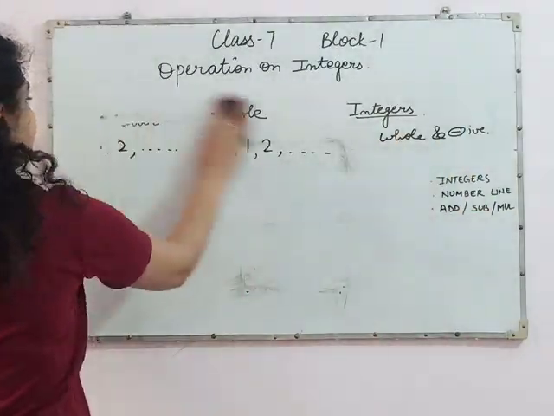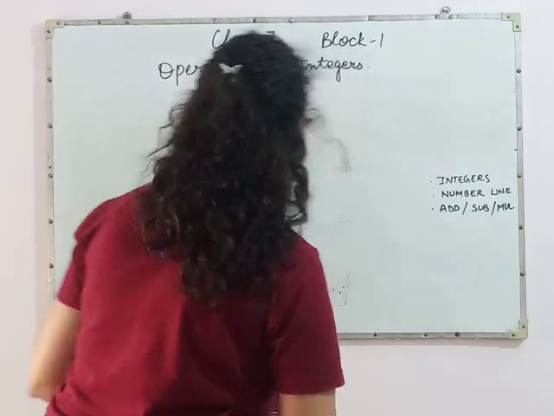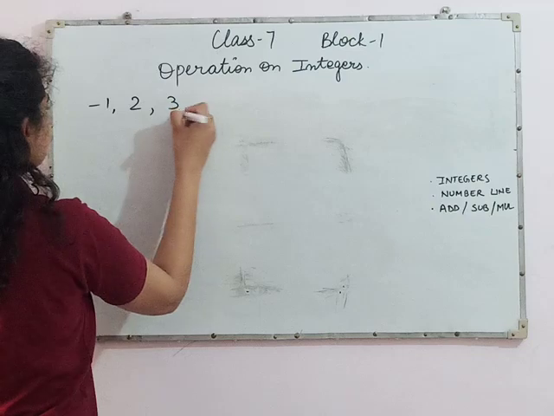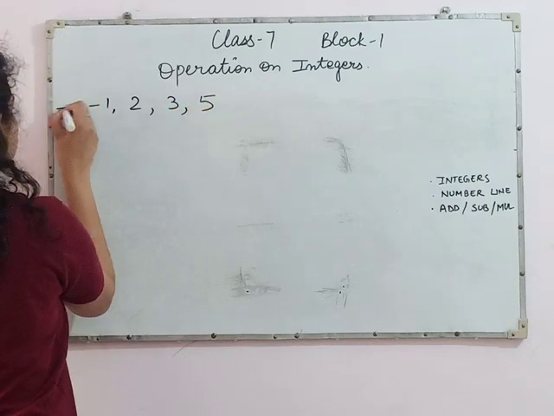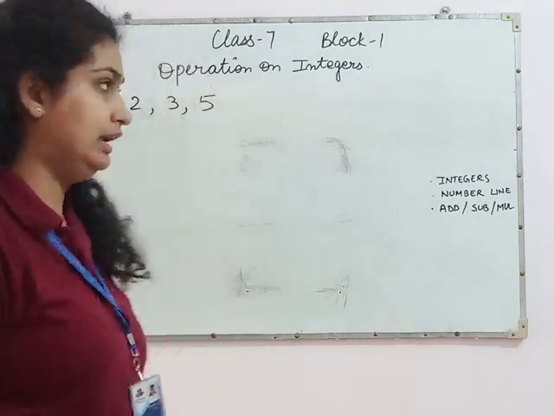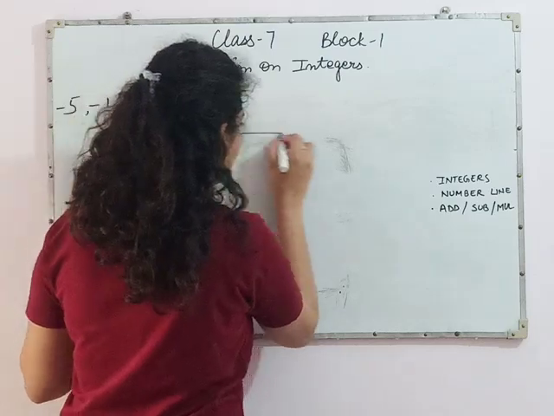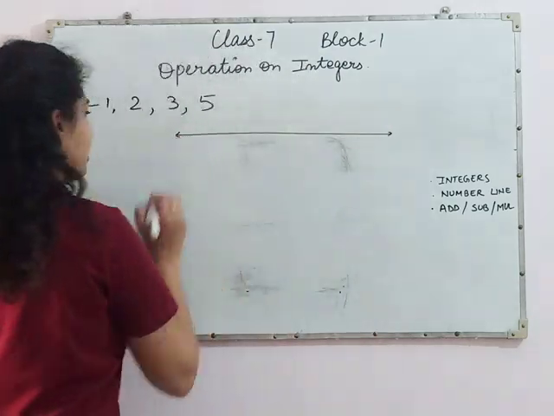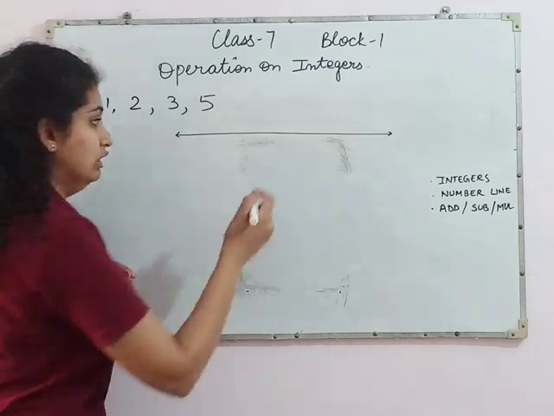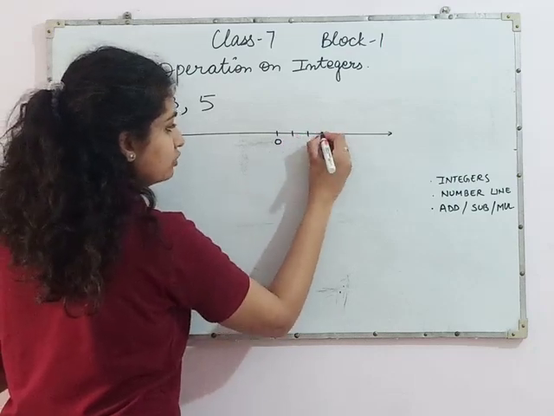How to express these integers on a number line? Today we will learn about this only. Suppose -1, 2, 3, 5 and -5. These are some integers which you have to represent on a number line. Make sure your line is straight. The gap between the margins you are drawing should be equal. Suppose this is 0. These margins should be equal.